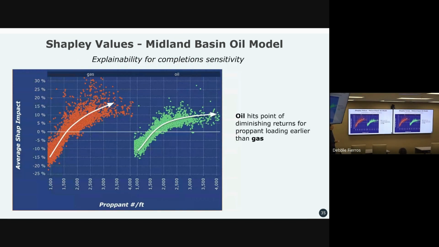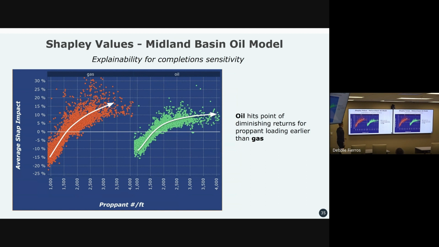Shap values for the Midland Basin oil model. This is another way that we like to visualize them. This is nothing that we've invented here. This is a common way, called a dependence plot. So we have proppant intensity on the x-axis, 1,000 pounds per foot out to 4,000, and the average impact in percentage oil barrels on the y-axis, minus 25 to plus 30%.